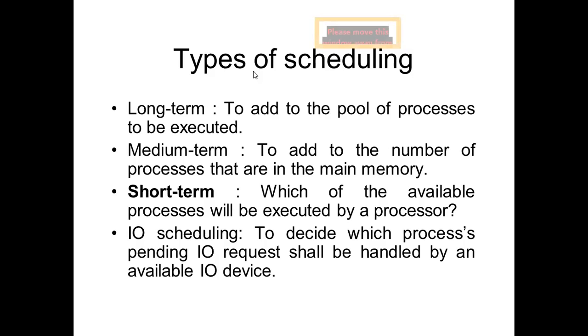So this is the difference between long term, medium term, short term and IO scheduling. In the case of the medium term, there are a number of processes that are in the main memory. And long term is the number of processes to be executed. That is the long term scheduling. Short term: the process is available and will be executed by a processor. Then this is called the short term scheduling.